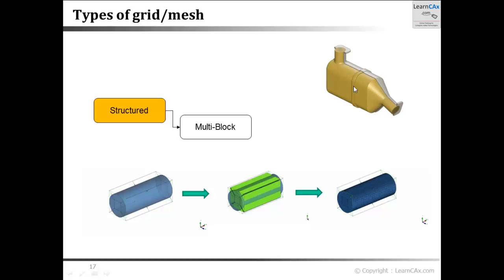Similarly, for this particular catalytic converter type of geometry, since the shape is extremely complex, we cannot cover this shape by a single bounding box. So we generate different bounding boxes for different shaped regions within the same CFD space, and then combining these blocks, we generate a single structured mesh. Since there are multiple blocks involved in the mesh generation process, this is called a multi-block structured mesh.